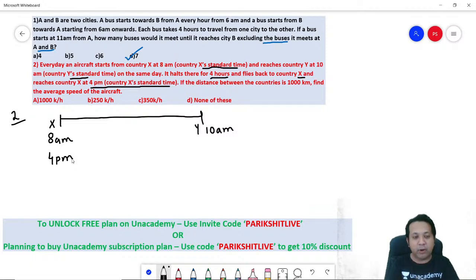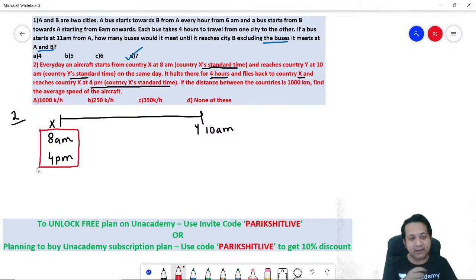Now think about it. It reaches country X back at 4 p.m. Now I think the good point out here is when you are looking at country X, it's the same country. As an example, think about it as India. So definitely India 8 a.m. and India 4 p.m. can be compared. Will you agree? So how many hours are we talking about? 8 hours. 8 a.m. to 4 p.m. is 8 hours.